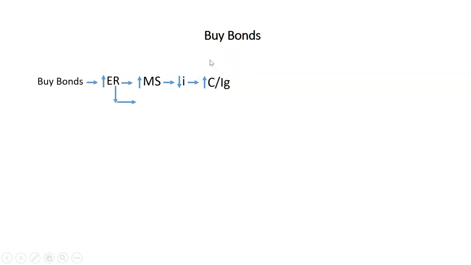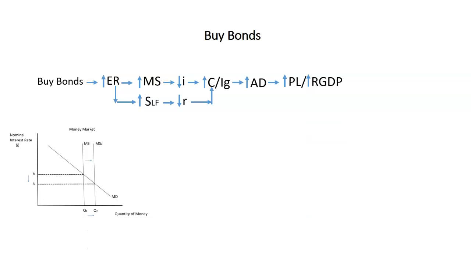It doesn't just change the money supply. It also increases the supply of loanable funds. When you have an increase in the supply of loanable funds, that will decrease the real interest rate, which will also increase consumption and gross private investment. When consumption and investment spending go up, that increases aggregate demand. That causes an increase in the price level, an increase in real GDP.